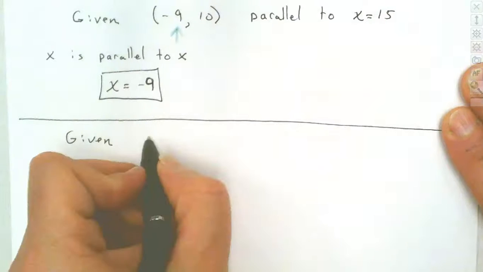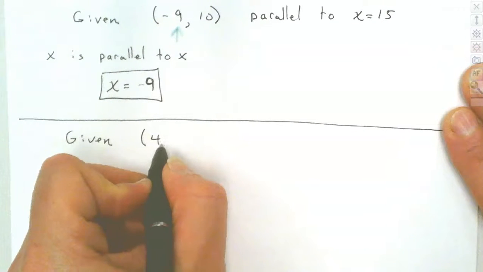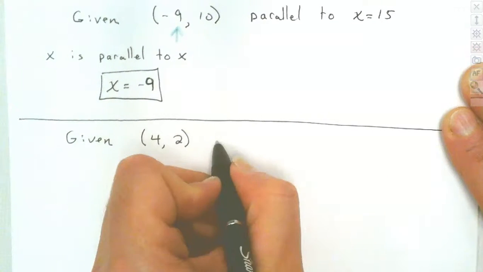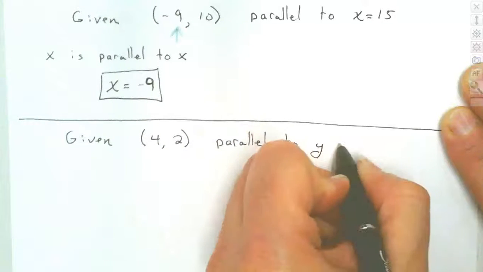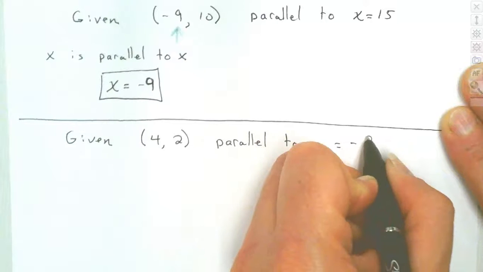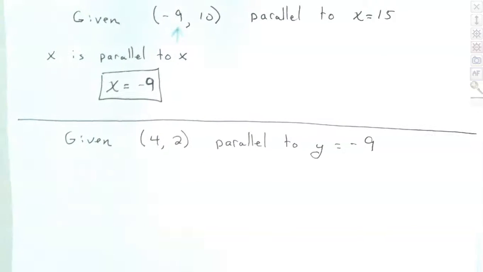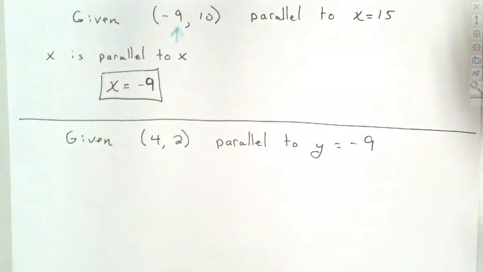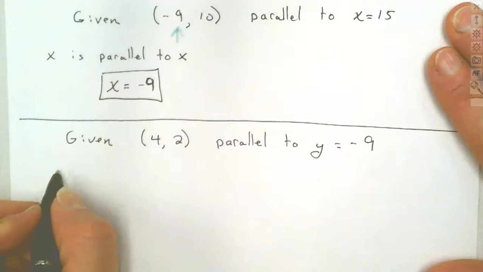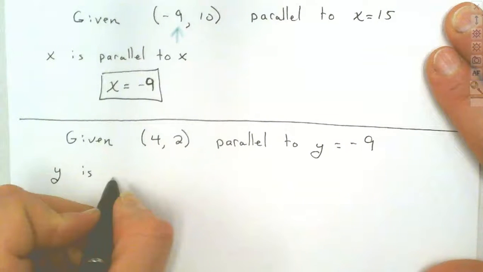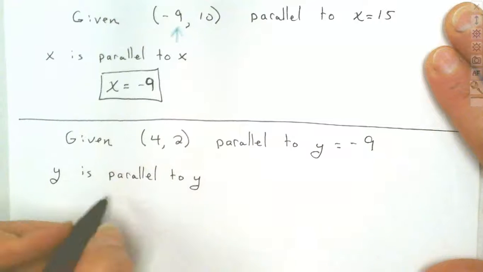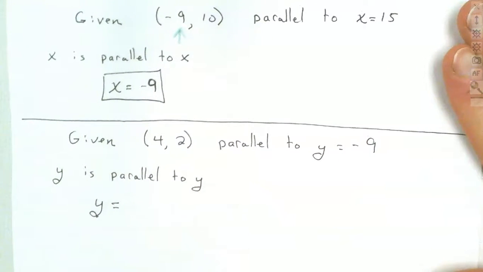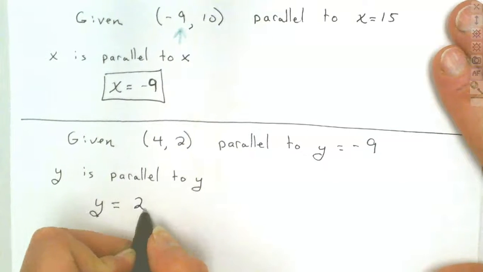So let's say you're given this point, 4, 2, and we want it to be parallel to y equals -9. Well, what do we know about parallel? Parallel, again, are the same. So they have the same slope. So that means that y is parallel to y, and so this one would simply be y equals 2. That's it.